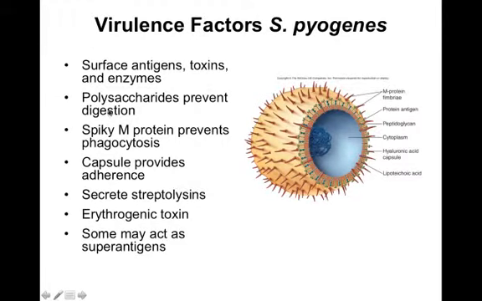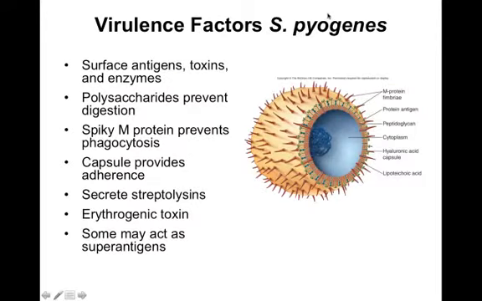Polysaccharides that prevent digestion, making them pretty resistant to a lot of the enzymatic digestive processes our body produces. Spiky M proteins prevent phagocytosis, stopping the macrophages and dendritic cells from engulfing the organism. The capsule provides adherence, so it makes them really sticky, allowing them to stick to the tonsils very well. They can also produce superantigens, which we talked about earlier, which are essentially antigens released from the organism that overstimulate the immune system, resulting in a cytokine storm and eventually shock.